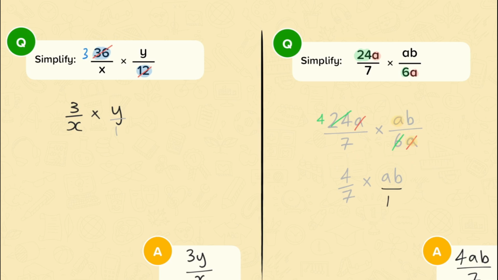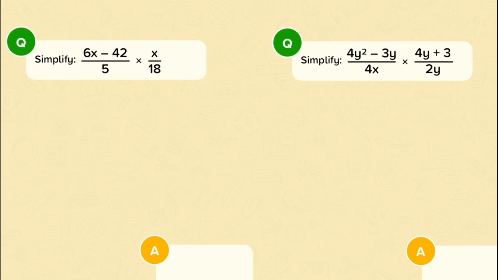Then I multiplied them together. 4/7 times ab, I wrote ab over 1. I'd really recommend doing this to make sure you don't make a silly mistake. Then we simply times the numerators, 4ab, and the denominators, 7. So you have a final answer of 4ab over 7.